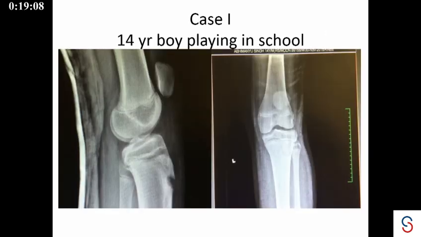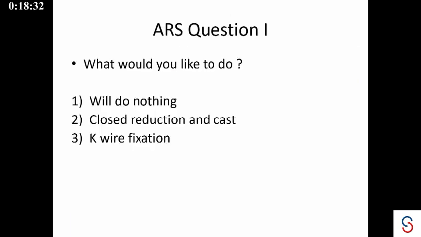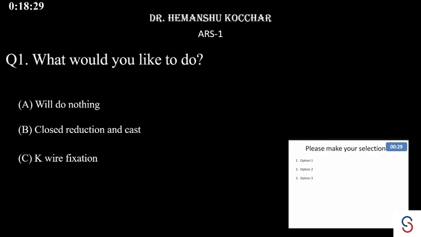So first case, do you find anything abnormal with this X-ray? Since you are presenting, there has to be a definite abnormality. No, on AP we can't find anything. On the lateral view, if you see, there is a little bit of the proximal tibial epiphysis actually lifted like that. So it's a type 1 Salter-Harris injury. So what would you like to do? We'll do nothing.